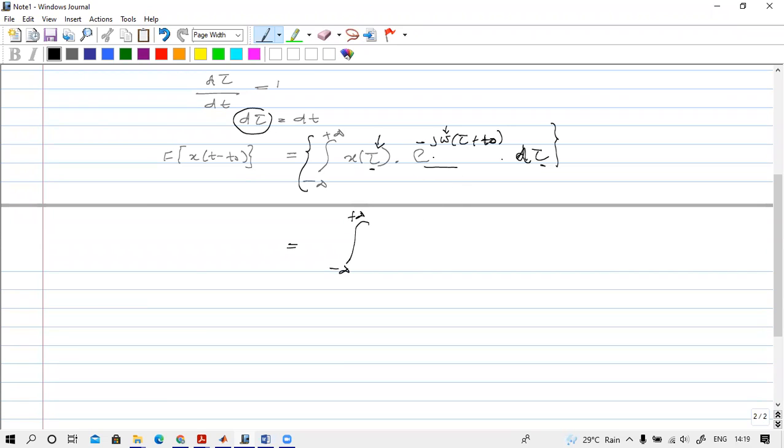So I can get here e to the power minus j omega tau, and e to the power minus j omega t naught. I can write these terms like this. So this is tau, and here we have the d tau. So what about this part? Is this a variable or is this a constant?